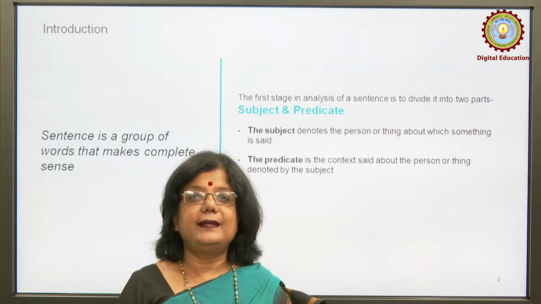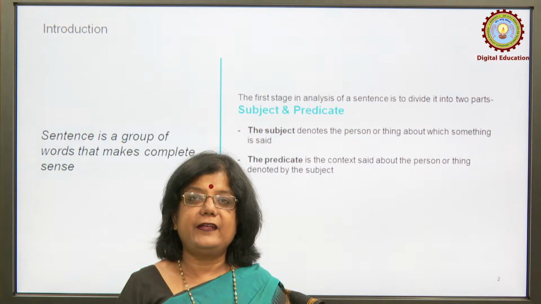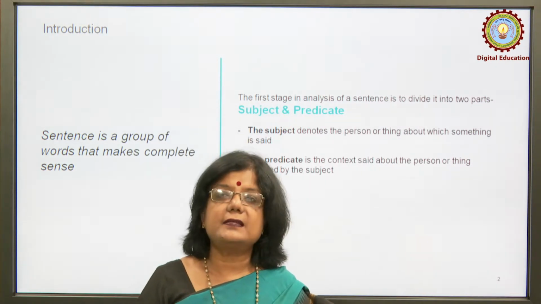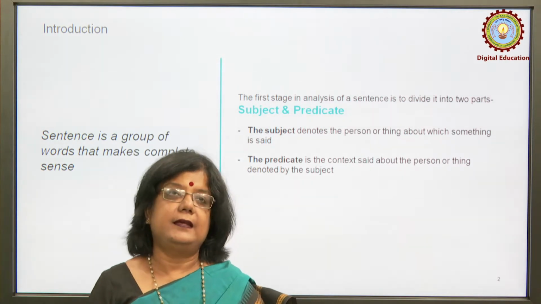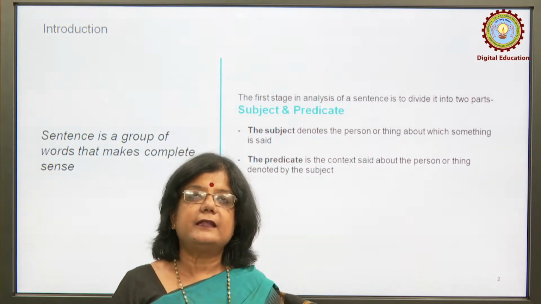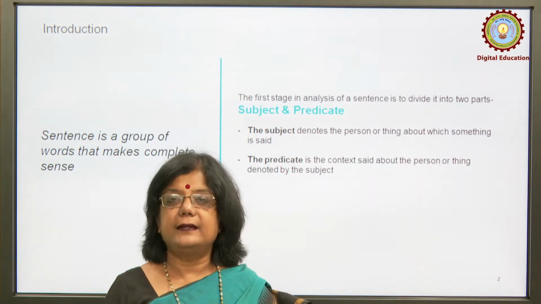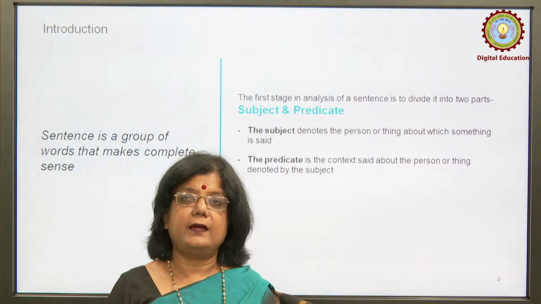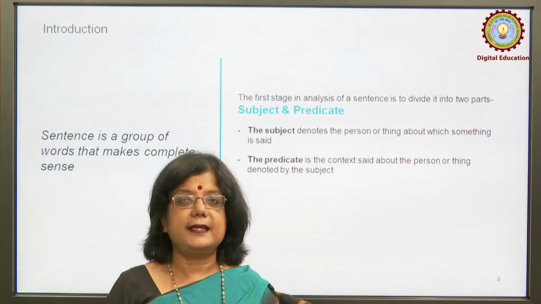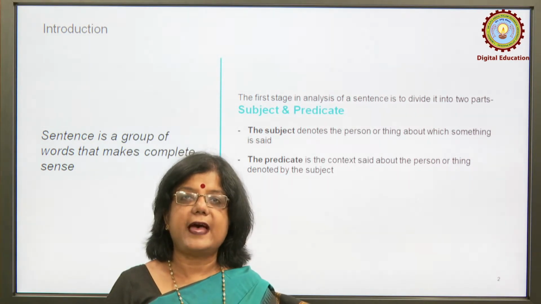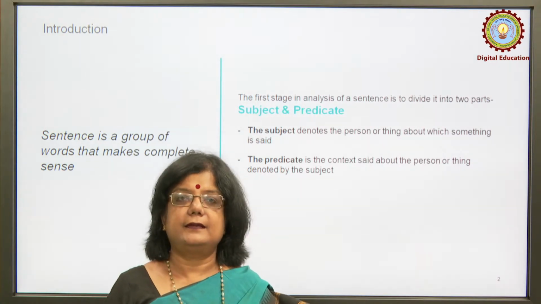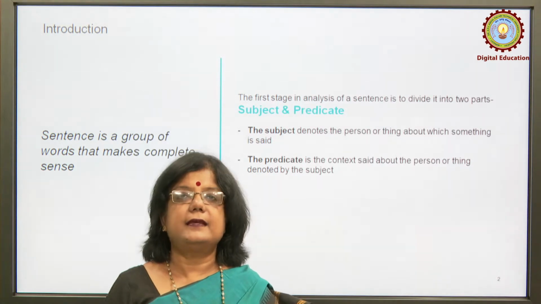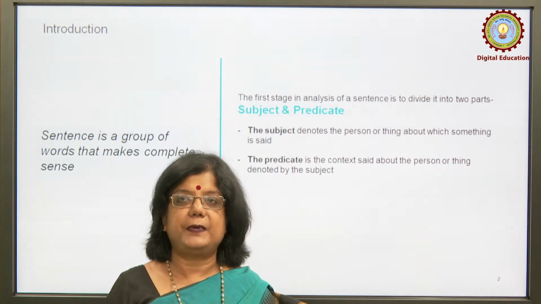Now let us first of all define a sentence in a very plain way, because I have seen that the definitions of sentences sometimes become so complicated that students get confused. So, in a very plain, simple way, what is a sentence? A sentence is a group of words that makes complete sense. So clear, so simple. A sentence is a group of words that makes complete sense.